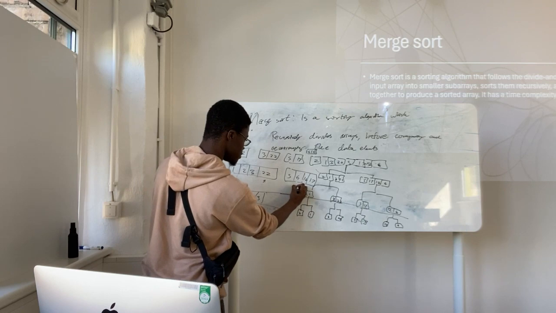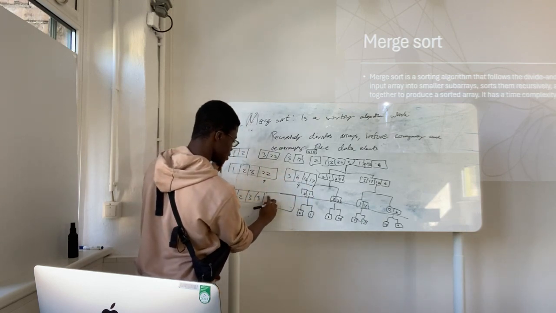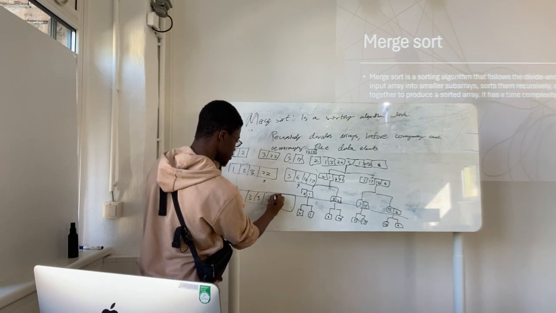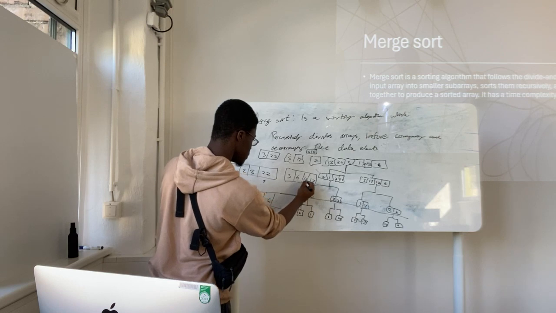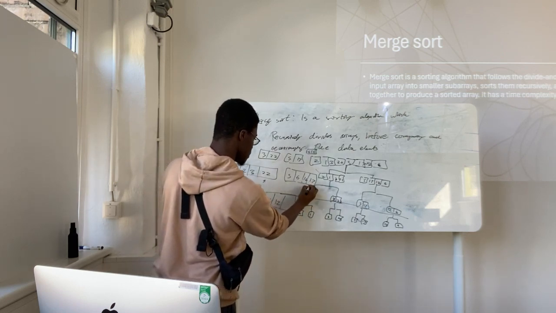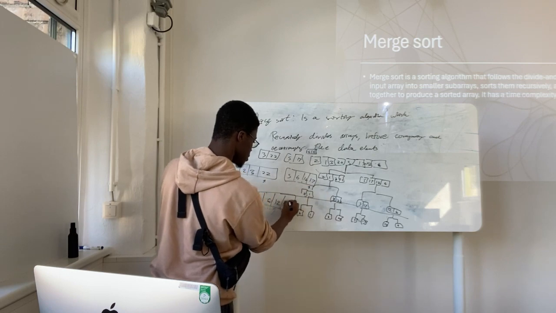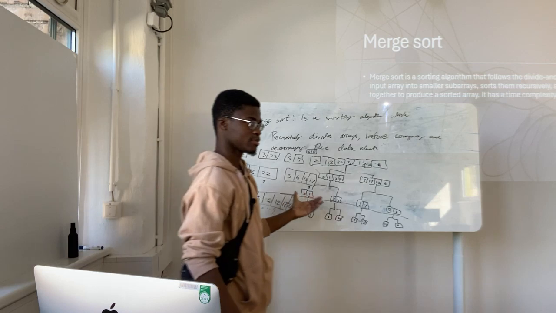It's going to move the pointer, compare the two values at the pointer, 6 smaller than 22. So it's going to input 6. And then for this value, it's going to check 12, 17, and 22. That's how it sorts it. That's merge sort.